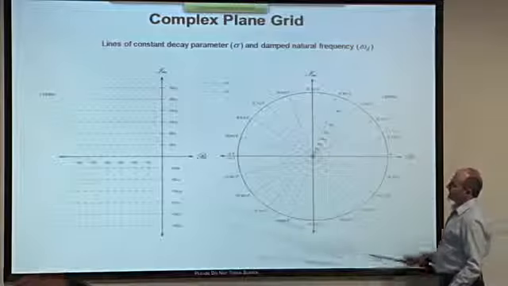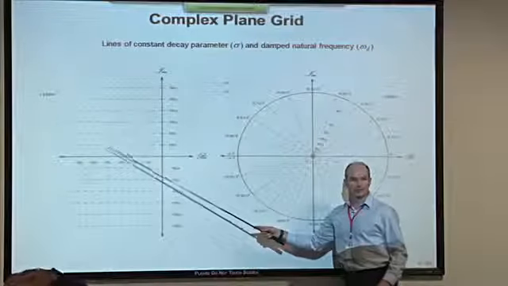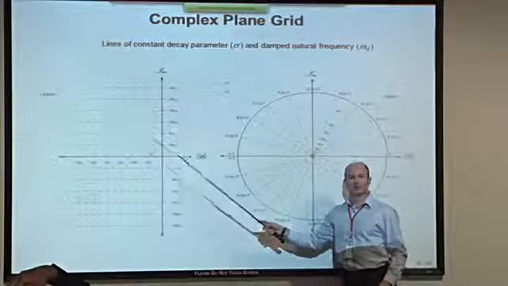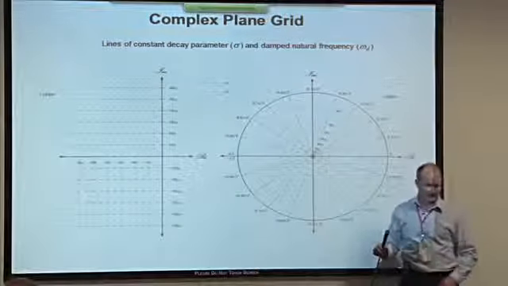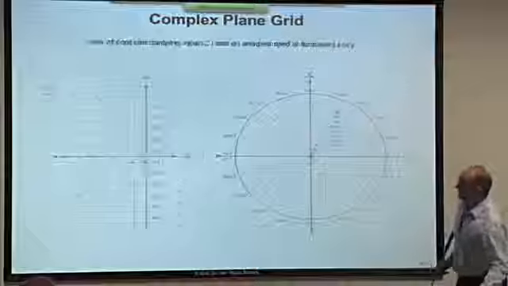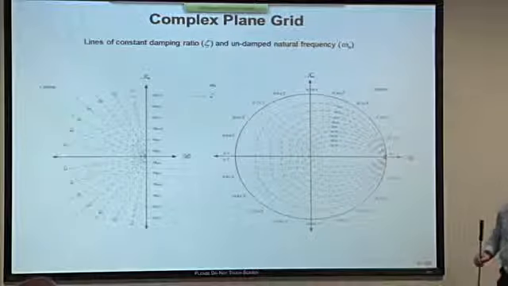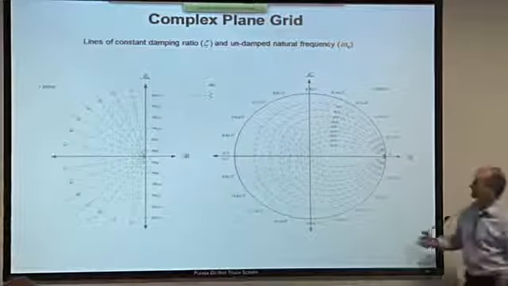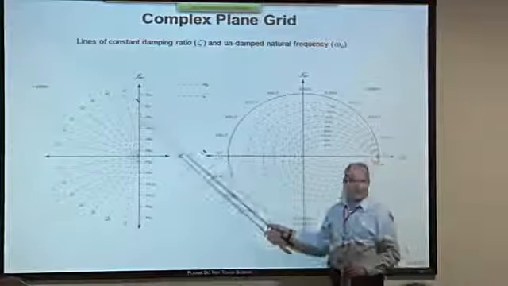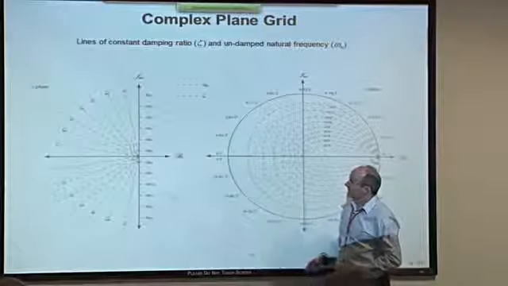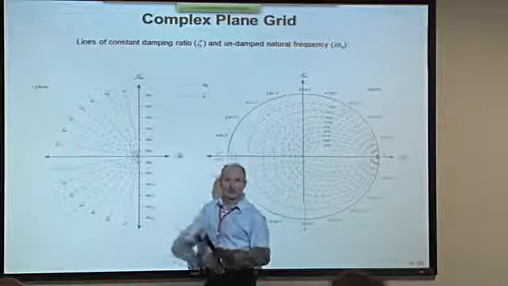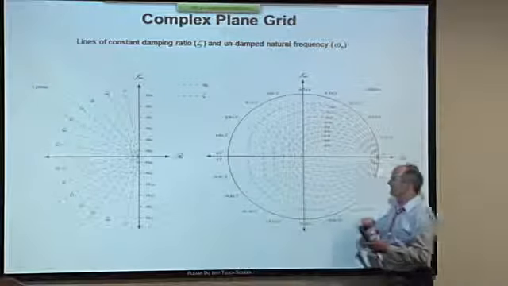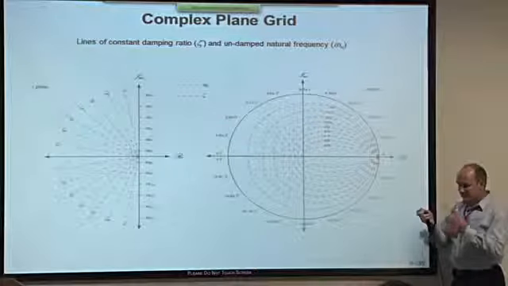Now, just as we don't typically use this orthogonal set of grid lines when we do S-plane design, we don't use this family of lines either normally. The conventional grid which is applied is the grid of lines of constant zeta, and lines of constant omega n, undamped natural frequency. These were respectively radial lines and semicircles in the left half plane in the case of the S-plane.